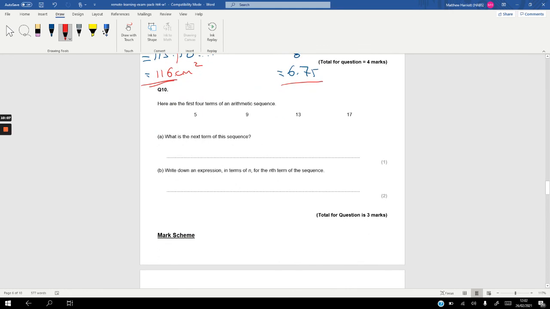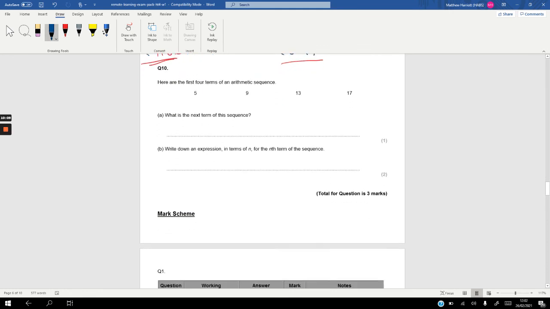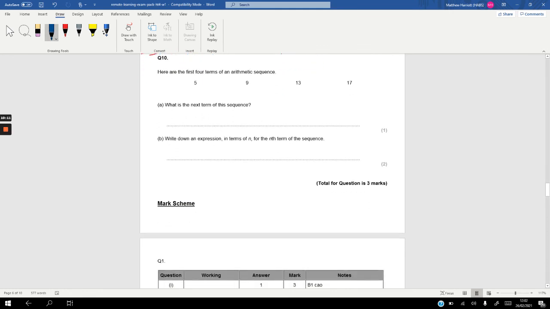And now on to the very last question, question 10. We're given the first 4 terms of an arithmetic sequence, which means we add the same amount every time. It says, what's the next term of this sequence? So let's have a look. This is add 4. This is add 4. And this is add 4. So I need to add 4. 17 plus 4 is 21.